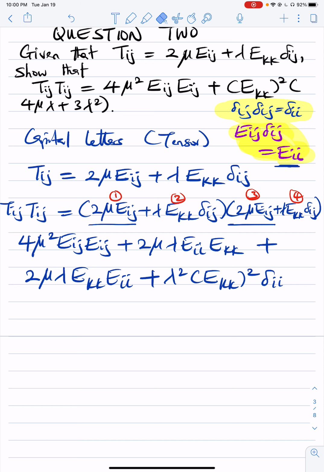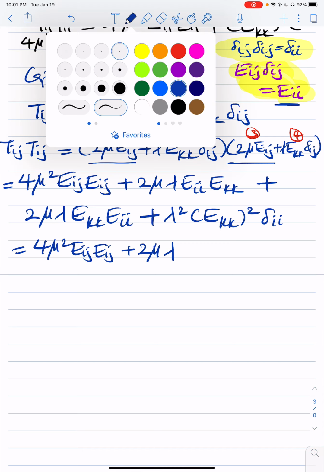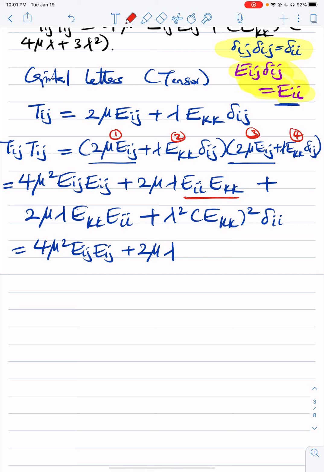I hope this makes sense, right? So for most, then yeah, okay, this should be equal to more simplification, mu squared eij eij plus 2 mu lambda. Now look at this expression. Look at these two. Look at these two expressions. Can you see this? Can you see this?